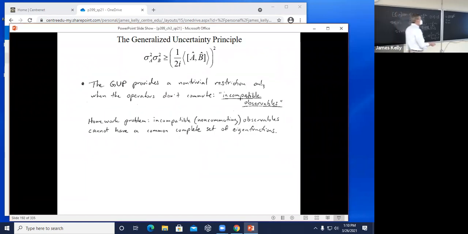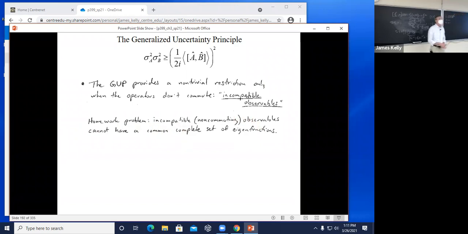So again, incompatible observables means they don't commute. It's just a different name for it. In a homework problem, I think somewhere in 9 through 12 that you're going to do before the exam, since the generalized uncertainty principle is our last section that's going to be covered on the exam, you will show, and it's not too hard to show, and I sort of point the way through a proof, that if you have incompatible observables, there's no way that we can find a common complete set of eigenfunctions.